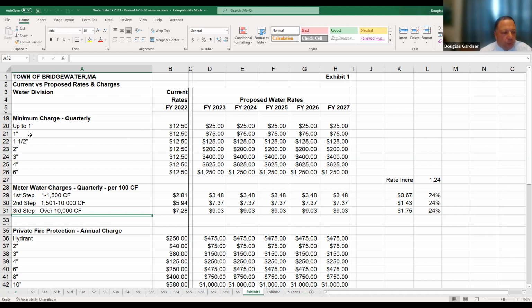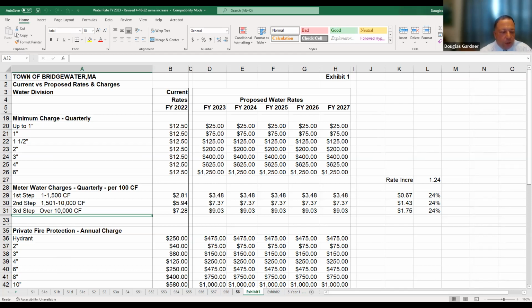Now, we spoke a little bit during the system development portion of, as the connection size increases, the charges should increase as well. Same holds true on the meters. A 1-inch meter can flow X amount of water over and above a meter that's up to an inch. So therefore, they should be paying a higher fee. We're recommending that fee go to $75. A 1.5 inch would be $125. All the way up to a 6-inch meter, that would increase to $1,250. And this is all per quarter.